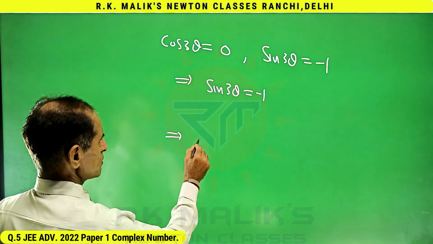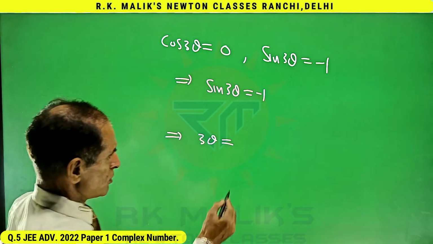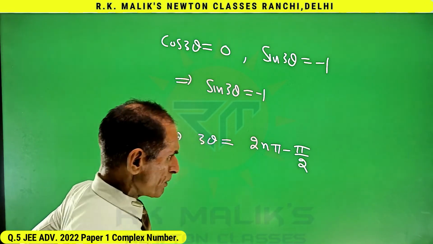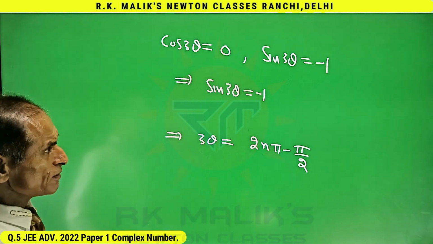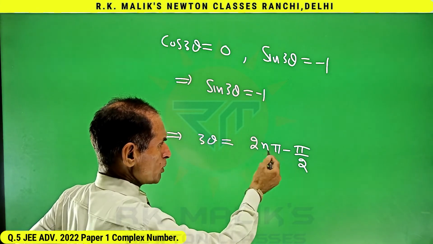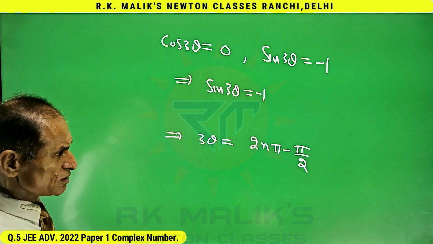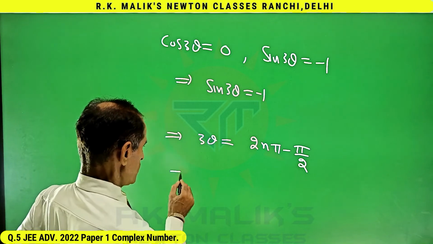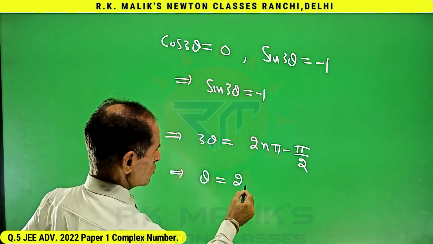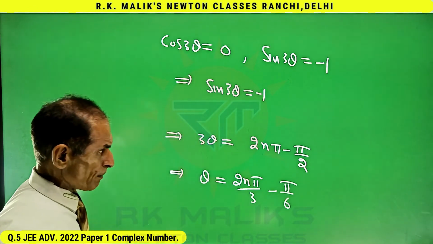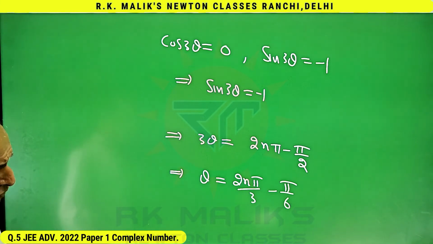And this implies that 3 theta equal to 2n pi minus pi by 2. You must be knowing that sin equal to 1 means 2n pi plus pi by 2, and sin equal to minus 1 means 2n pi minus pi by 2. This is direct, you must be knowing. If you don't know, remember it. Theta equal to 2n pi by 3 minus pi by 6. And putting the values of n, where n is any integer.